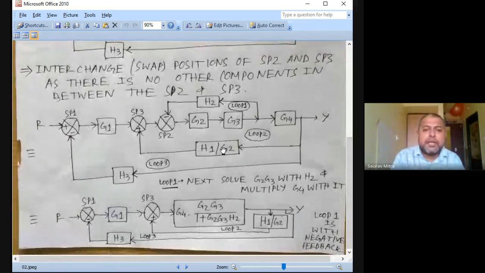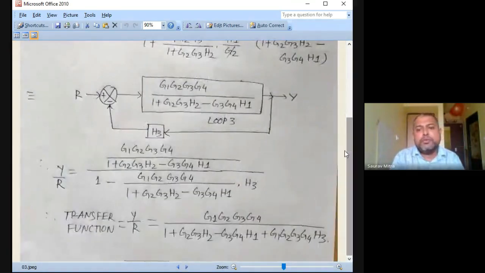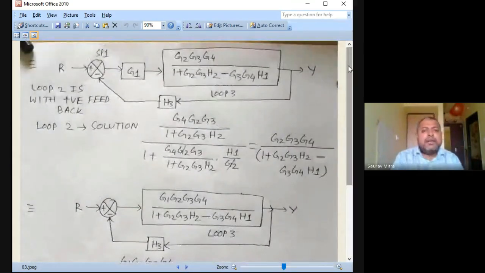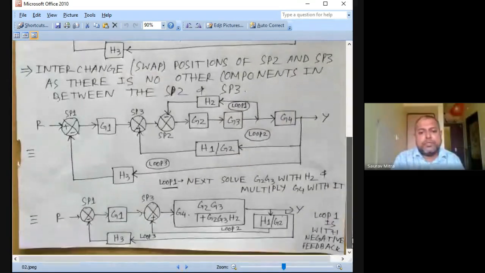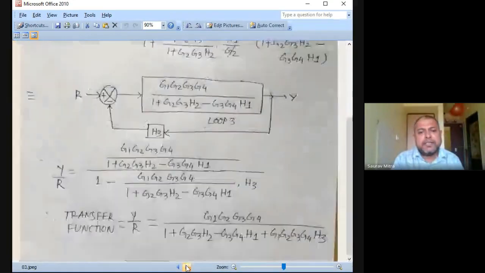There you are solving for loop 1 first, then loop 2 second, and then loop 3 third. So after you have solved loop 1, you are finding this. Now you will be solving loop 2. While solving loop 2, there is no more difficulty in that. Loop 2 is given here at the bottom. Again, if you multiply that, it will be G4 into G2 into G3, like this. So that will come at the numerator.